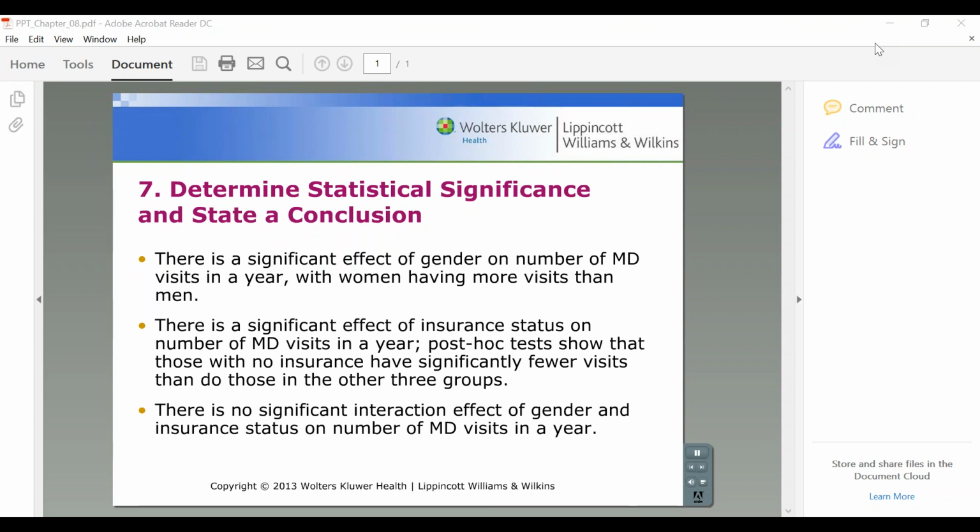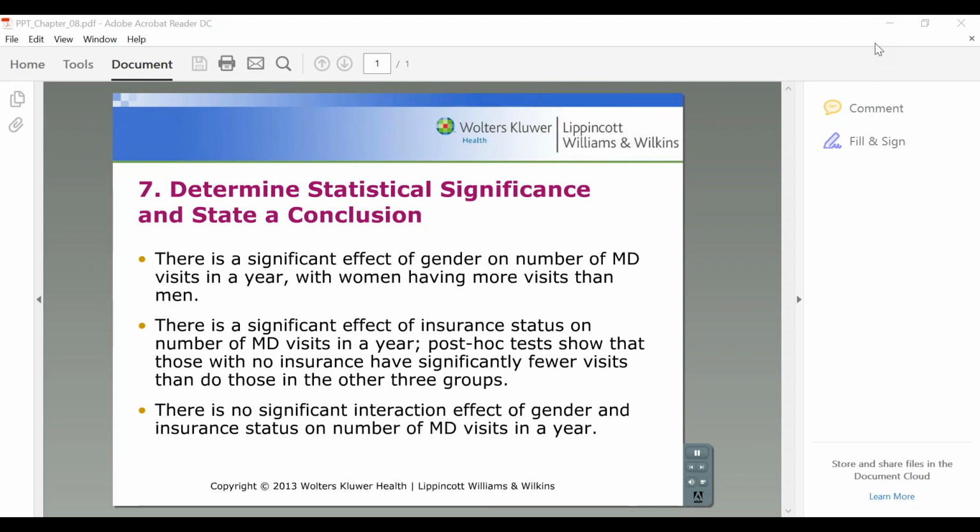The second bullet: there's a significant effect of insurance status on the number of visits in a year, and the post hoc test showed that those with no insurance have significantly fewer visits than those in the other groups. So remember the differences between one and the others were all found to be significant. And again, you only indicate that they're fewer by looking at the descriptive stats.